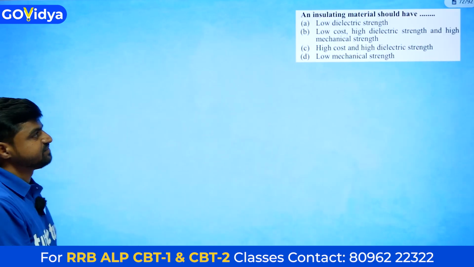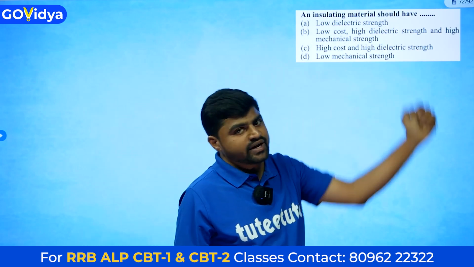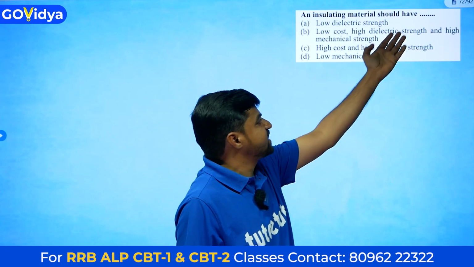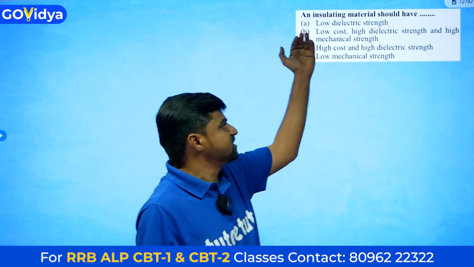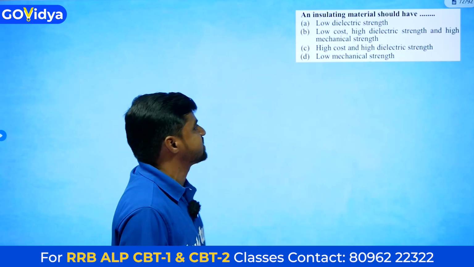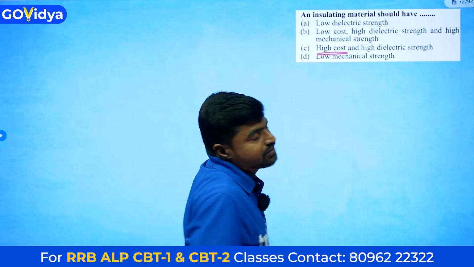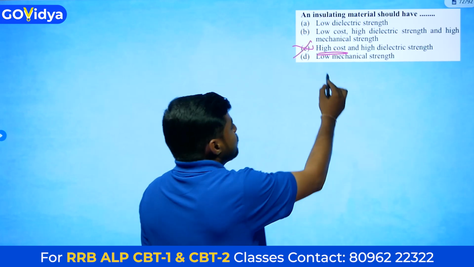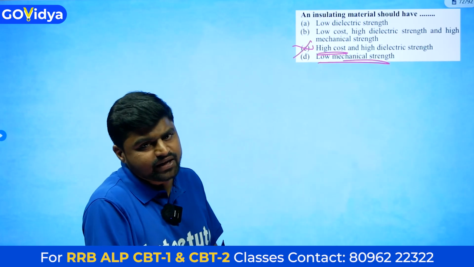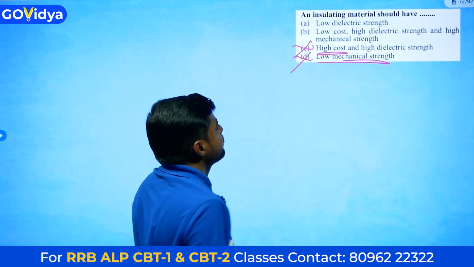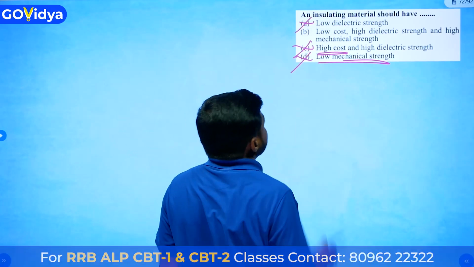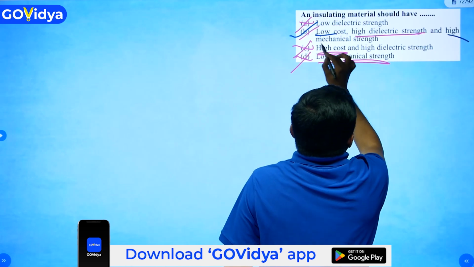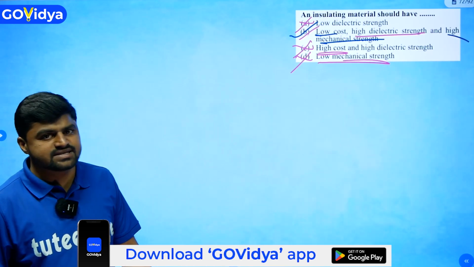Okay, next question. An insulating material should have low dielectric strength or low cost, high dielectric strength, high mechanical strength, or high cost and high dielectric strength or low mechanical strength. High cost should not be there, high cost is one of the disadvantages. Low mechanical strength should always be high. Dielectric strength should also be high, not low. Option B is the correct answer: low cost, high dielectric strength, and high mechanical strength.